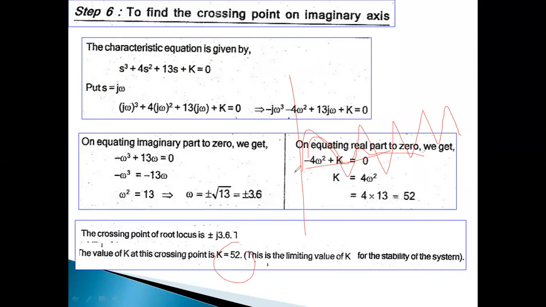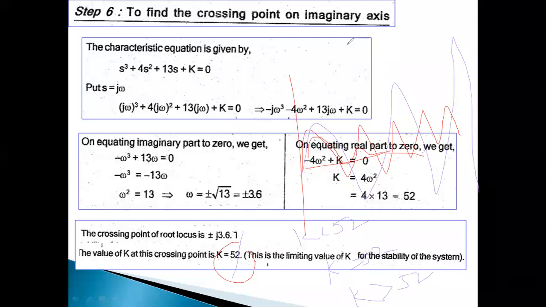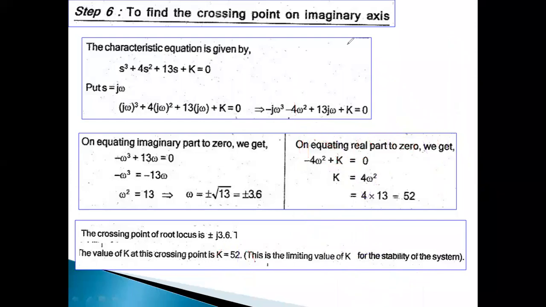After 52, the oscillations will increase. That means when k is less than 52, the system is stable. When k equals 52, the system is marginally stable or limitedly stable. When k is greater than 52, the system becomes unstable. We can speak about the stability of the system just by observing this point. Step 6. Is there any doubt regarding all these 6 steps?